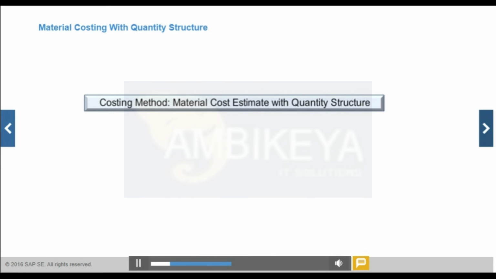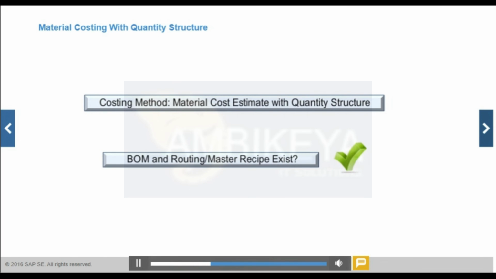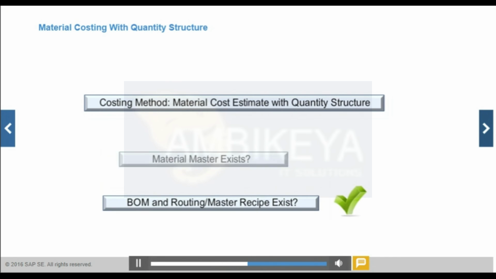The material cost estimate with quantity structure costing method is used when a material master as well as a bill of material or BOM and routing exist for a product. It is used for planning costs and setting prices for materials without reference to production orders, for calculating cost of goods manufactured and cost of goods sold, and for valuating inventory at standard prices.